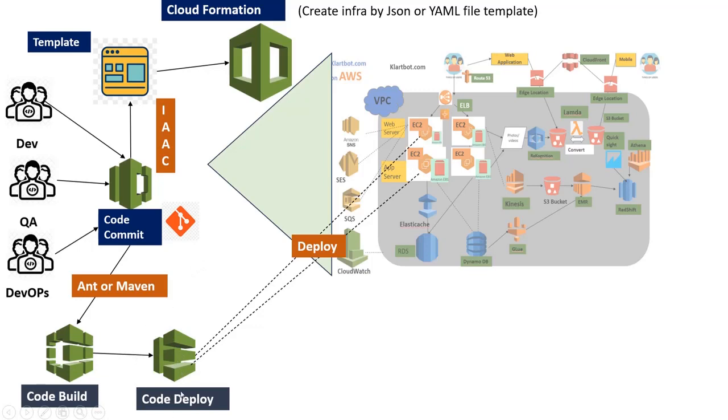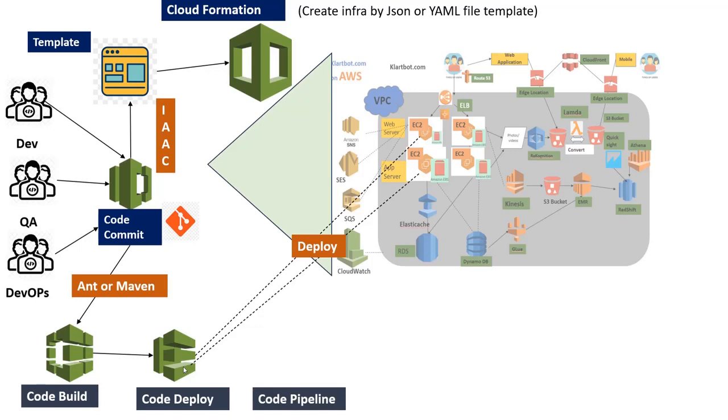CodeDeploy is a service available in AWS which will take the archive file which is built by the CodeBuild service. It will take the jar file, for example, and deploy that jar file into the servers. To do this, we have a service called CodeDeploy.